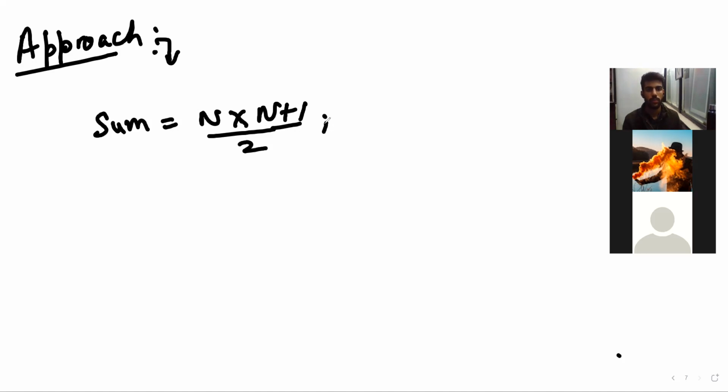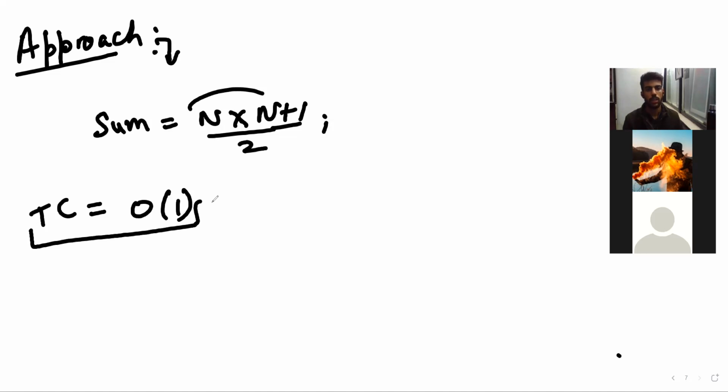Actually these are two steps. First we are multiplying these things and then we are dividing by 2, but in a broader sense, this is known as order of one time complexity. Order of one time complexity is the best time complexity that we can achieve in any case. So this is the best case scenario.